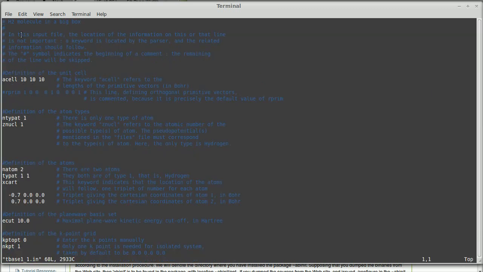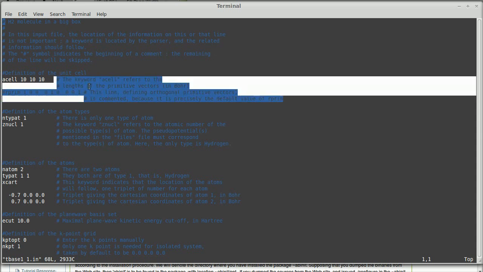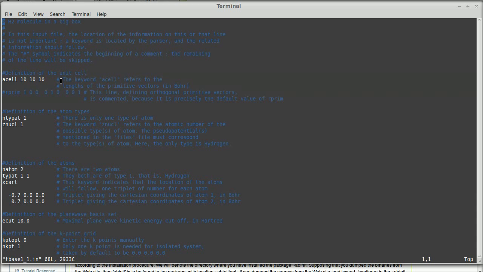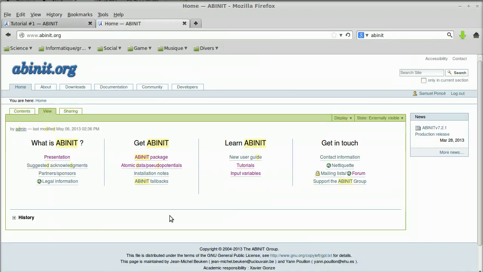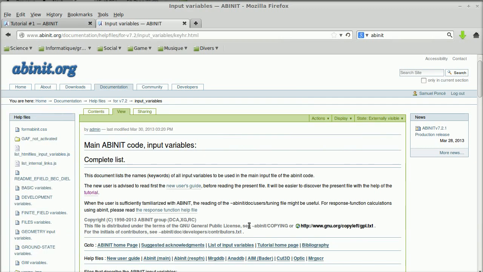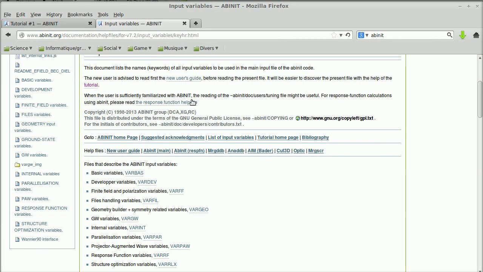And now I'm going to go through all the important input variables. When you're looking at an input file and you're wondering what the input variables mean, in the tutorial you can see that you always have some explanation, some commentary that will not be read by the Abinit software, and that usually explains what the variables mean. But if you still have doubts about the meaning, you can always go onto the Abinit website here, and then you can go to input variables. And here you have a complete list of all the input variables. So that's a very handy web page.